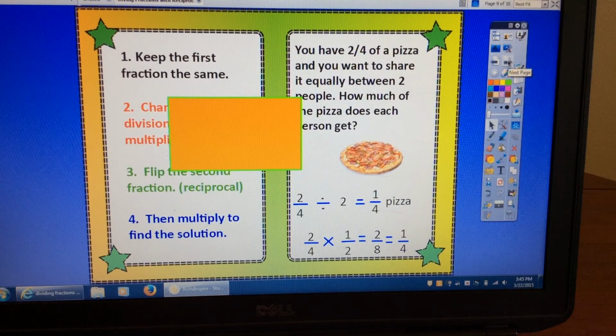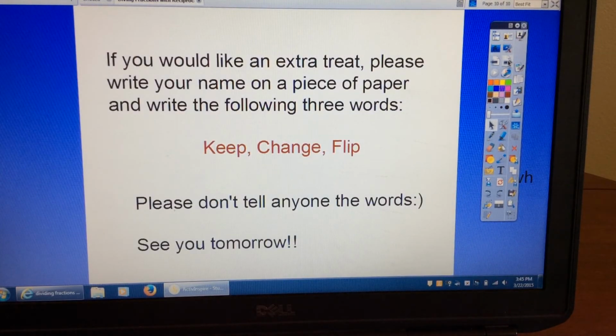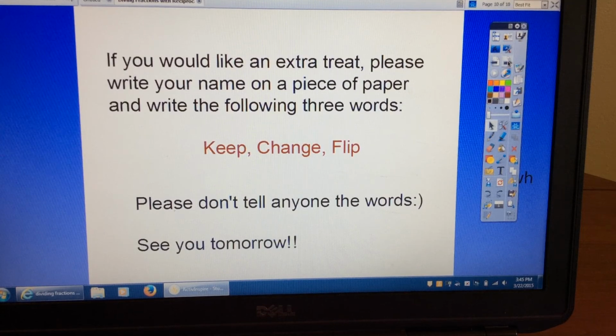Okay, now for the moment you've been waiting for. If you would like an extra treat in class tomorrow, please write down your name with the work that you provided, and you need to write the following 3 words: keep, change, flip. But please don't tell anybody else what the words are. This is to see if you have watched the video.